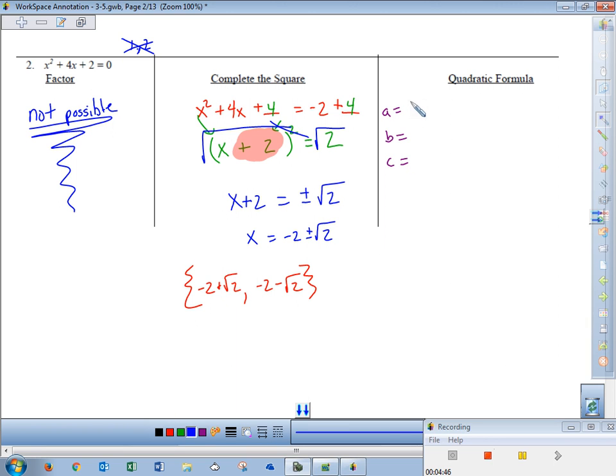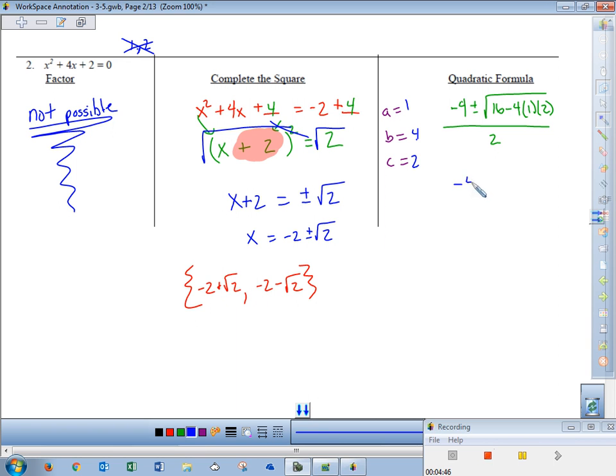So identify a, b, and c. A is 1, b is 4, and c is 2. And I'll talk myself through it. Opposite of b, plus or minus the square root of b squared minus 4 times a times c, all over 2 times a, which would be a 2 in this situation.